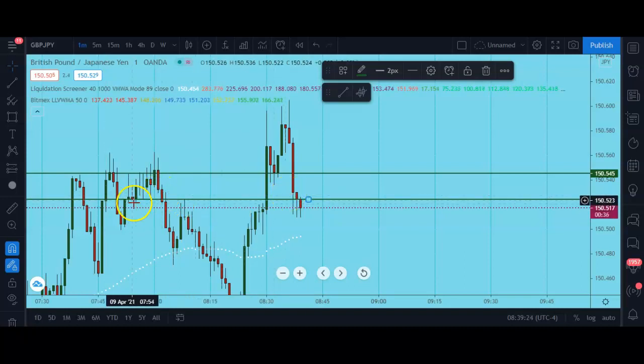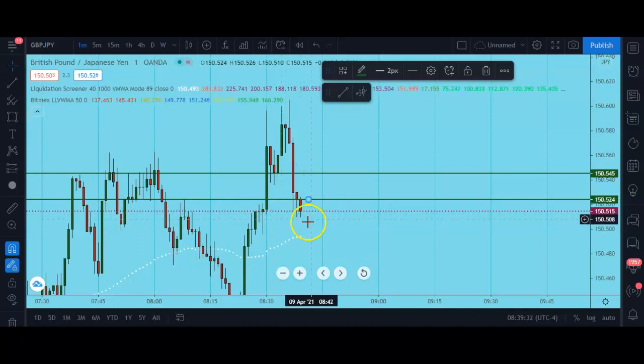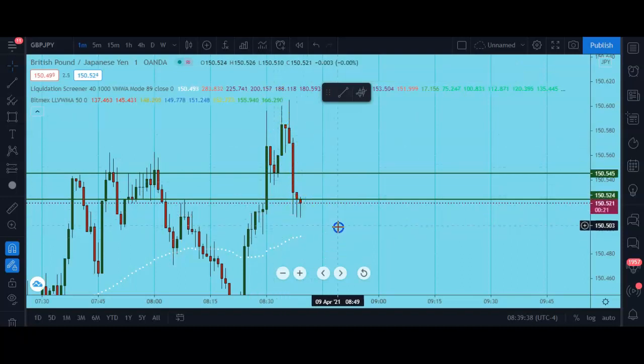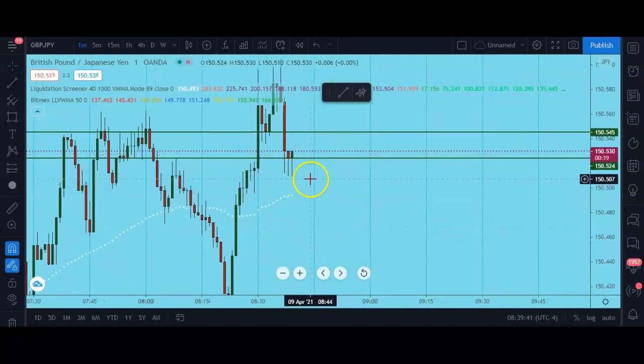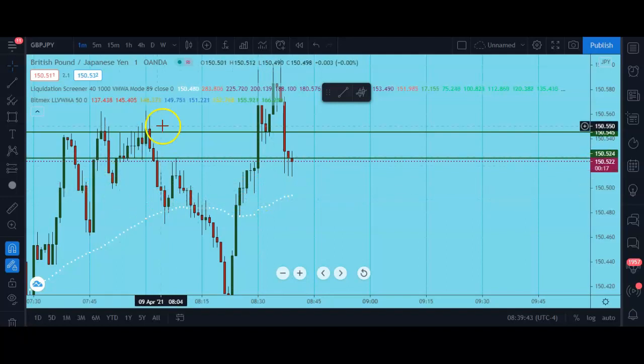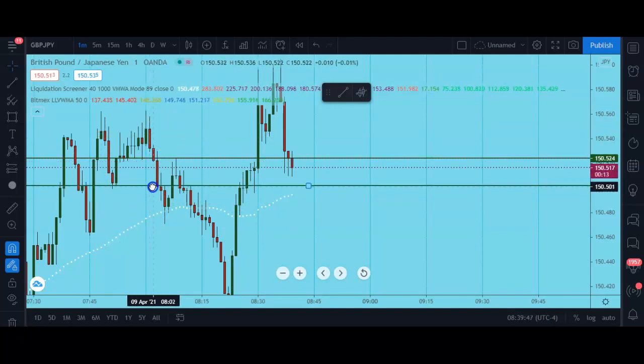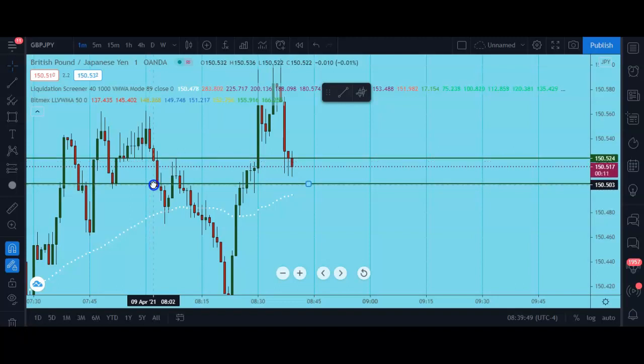So I expect price to come back up, because it didn't close below this one. And it's kind of thinking about it. But it may, because we're selling down now. I'm anticipating price to come back to here.